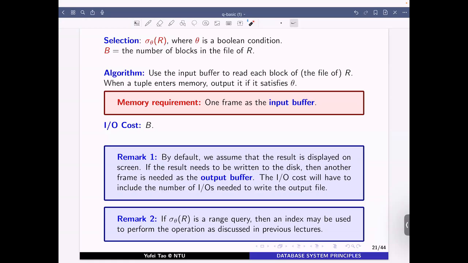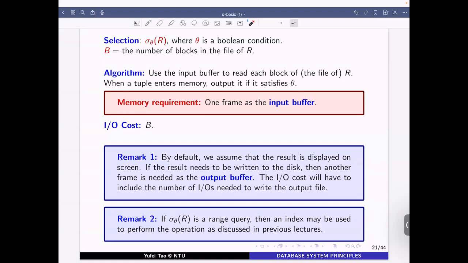Okay, so if you look at this full scan algorithm, this is fairly simple. All you need is just one input buffer, and then you can use the input buffer to read every block in the file of R. So if I say, how much cost do you need? Well, clearly, just as many blocks as in the file of R. Very nice. Now, there are two remarks here.